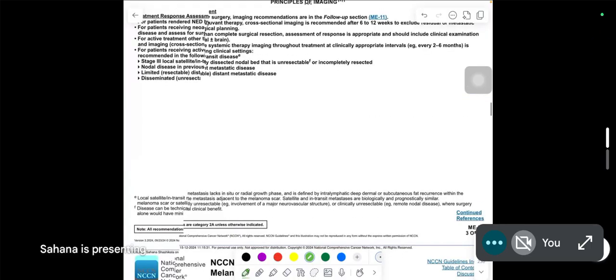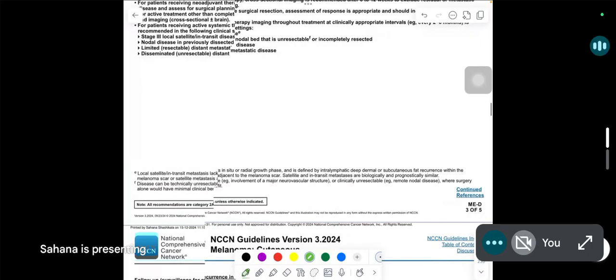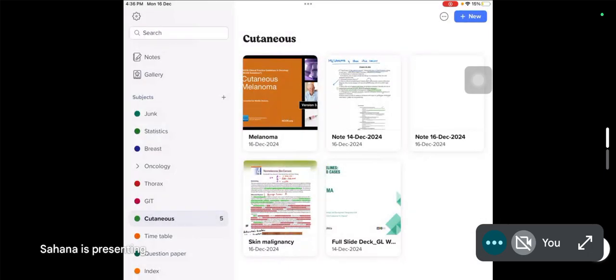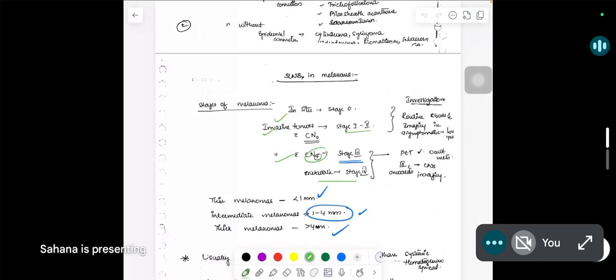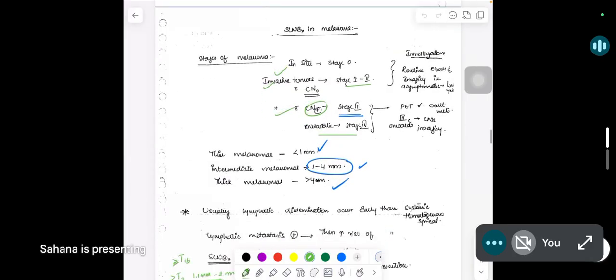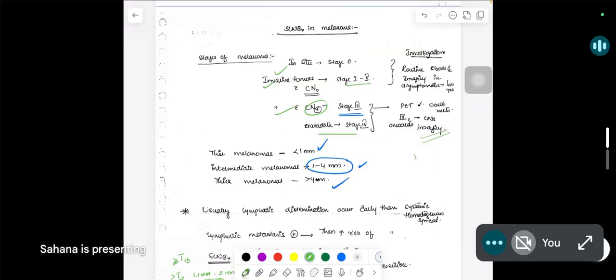Just a second. Okay, so here in situ, invasive with N0, N plus stage 3, metastatic stage 4. So your routine clinical examination, imaging, a metastatic workup, and labs, LDH is something you have to mention, and CNS imaging beyond stage 3.